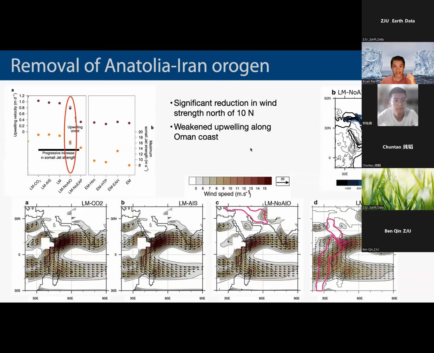So first, removal of the Anatolia-Iran orogen. Basically, what you see is you get a significant reduction in wind strength north of 10 north. Compared to some of the other simulations, we have a little bit weaker wind speeds. And if you look at the upwelling velocity along the Oman coast, which is right around here, you can see that you have a slight decrease in the upwelling velocity. So there is an effect, and it'll become a little bit more clear what that effect is later.